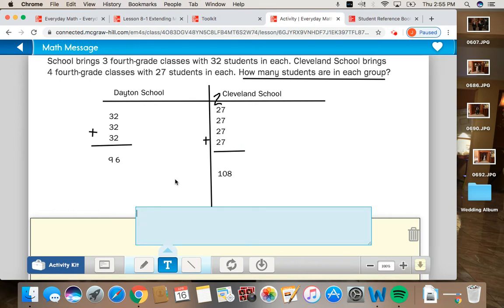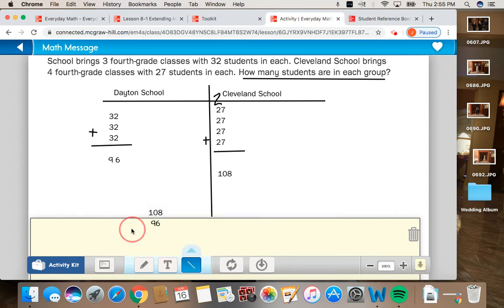Well, hopefully you said that you would add 108, just move this over a little bit, 108 plus 96. I'm going to add these 2 together. See what I would get.